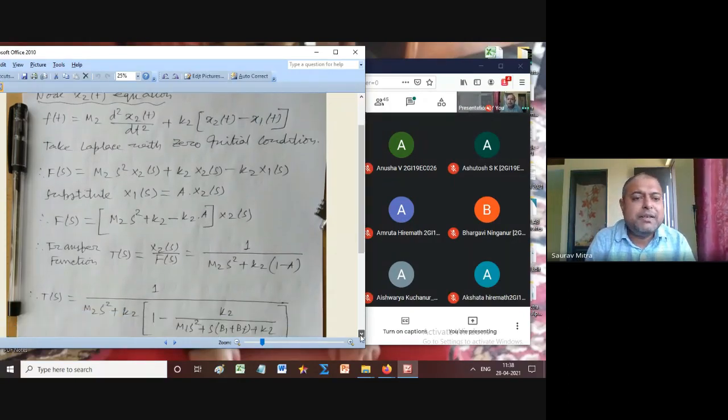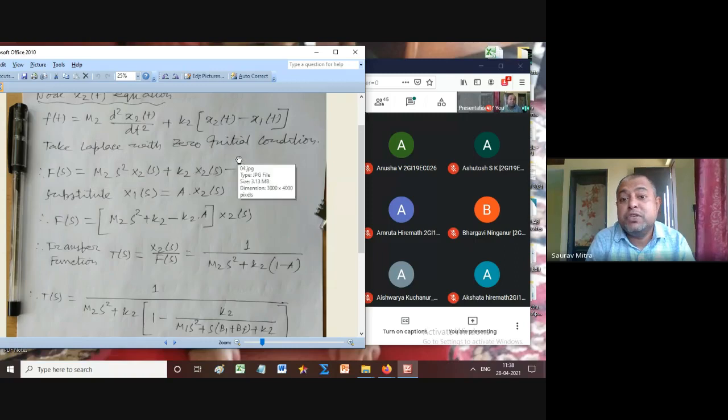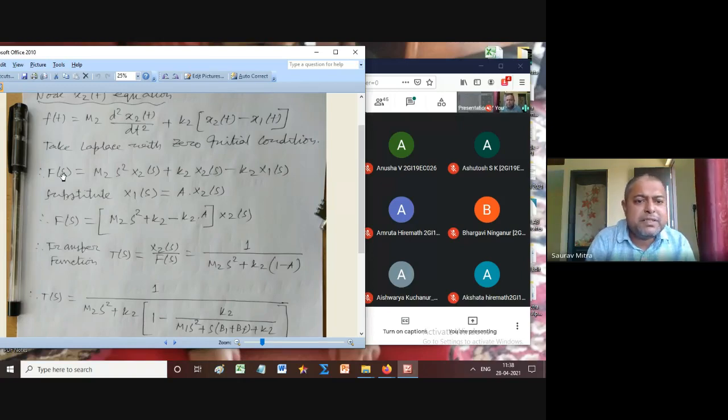The next step is to take the Laplace transform on both sides with zero initial condition. So you have to write this. The spring, the mass, the damper, none of them has any initial condition. With that you proceed. So F(s) is equal to M2 s square X2(s), because double differentiation gives you s square, plus K2 into X2(s) minus K2 into X1(s).